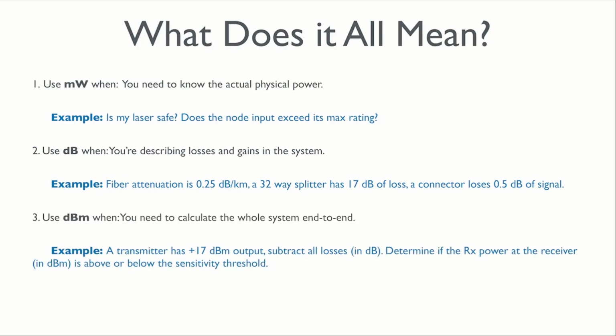Use dBm when you need to calculate the whole system from end to end. So for an example, a transmitter has a 17 dBm output. You would then subtract all of your losses in dB and then determine if your receive power at the receiver in dBm is above or below the sensitivity threshold.